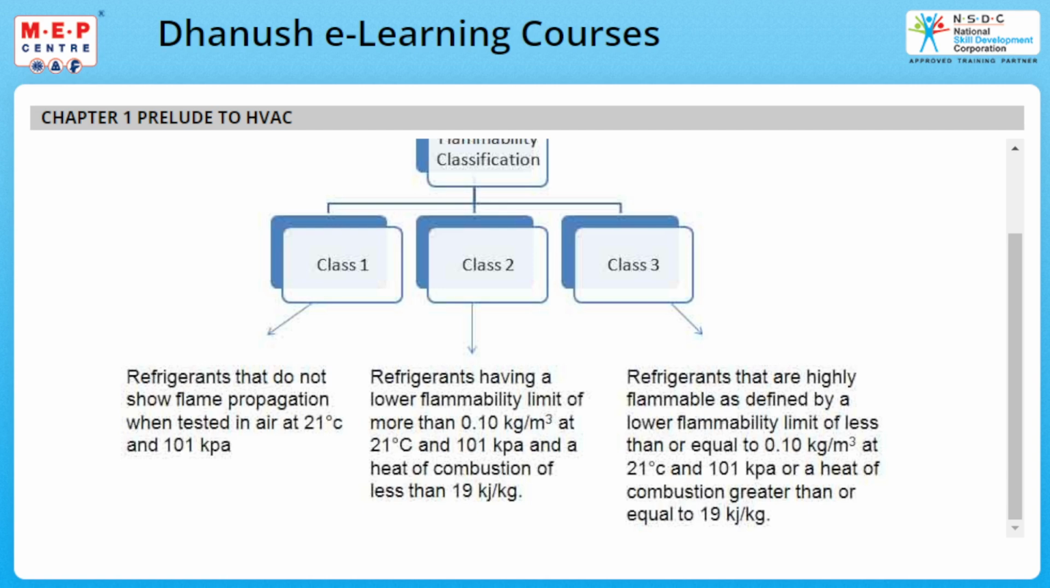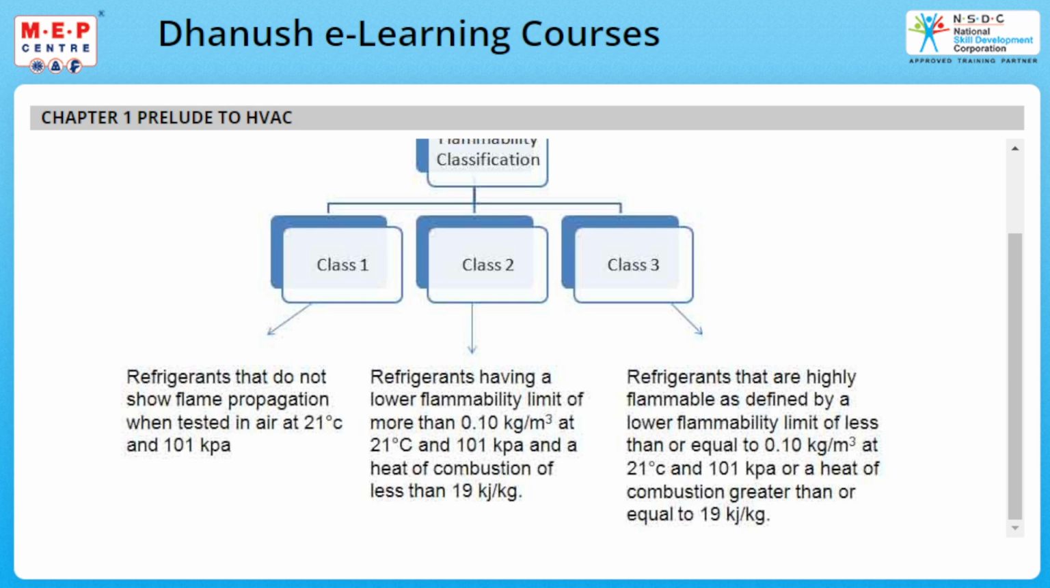Class 3 indicates refrigerants that are highly flammable as defined by a lower flammability limit of less than or equal to 0.10 kg per meter cube at 21 degrees centigrade and 101 kilopascals, or a heat of combustion greater than or equal to 19 kilojoules per kg.